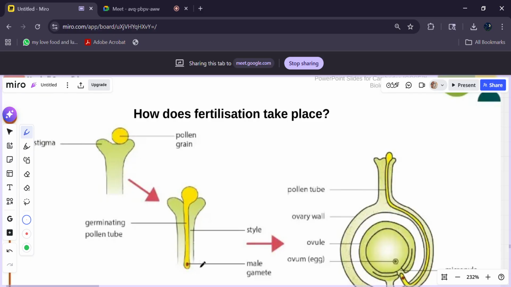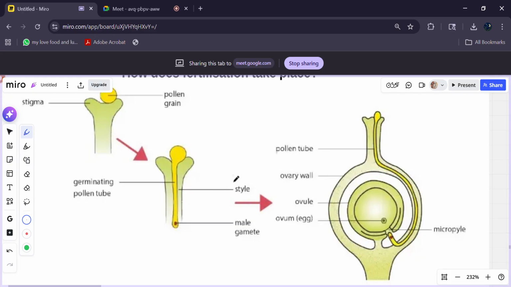Here's the pollen tube. Now the pollen tube grows out of each pollen grain, and the male gamete enters the pollen tube. As the pollen tube grows, it secretes enzymes to digest the surrounding tissues of the stigma and style. Thus, the pollen tube grows down the style into the ovary.